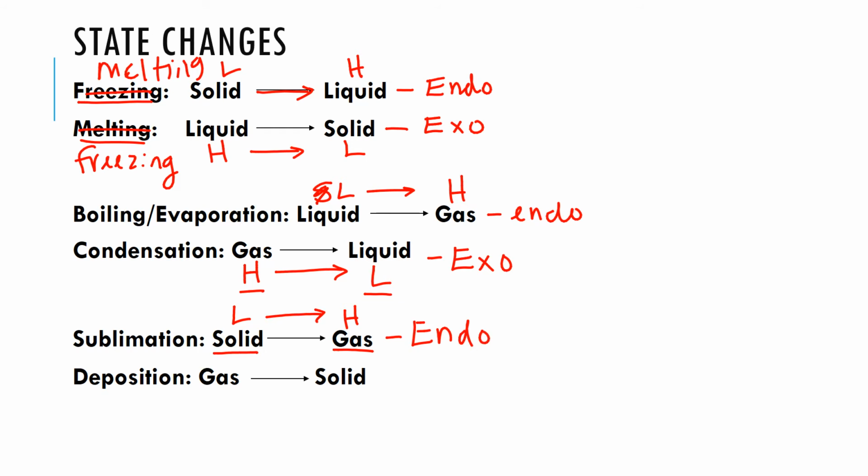Now, the opposite process of sublimation is called deposition, and that's going from a gas directly to a solid. So here we're going from high energy particles to low energy particles. If the particles have less energy after the change, we can infer that energy must have been released to make that change happen, and so that would be an exothermic process.